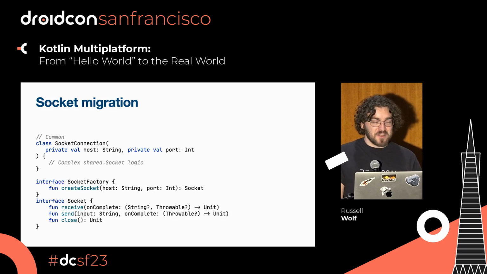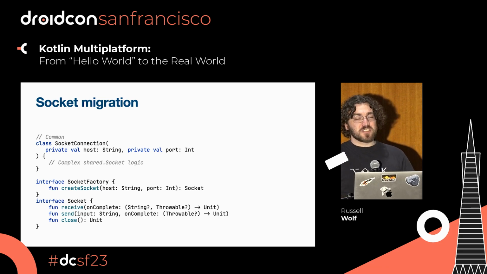So Android was using essentially the same existing socket calls it had before. iOS was using the iOS native socket connections, which is NWConnection from the Network framework. And so we were able to find this platform specific seam underneath that common logic.